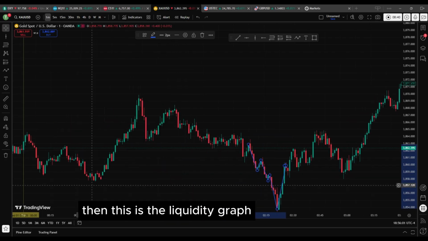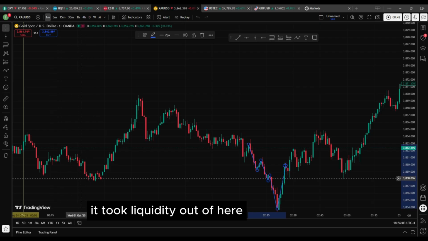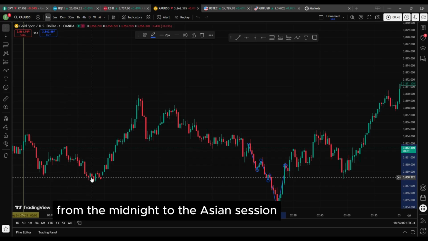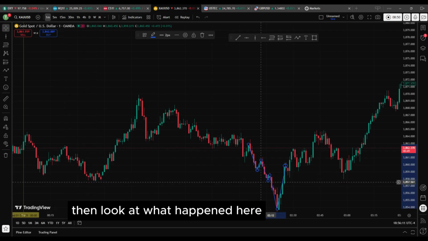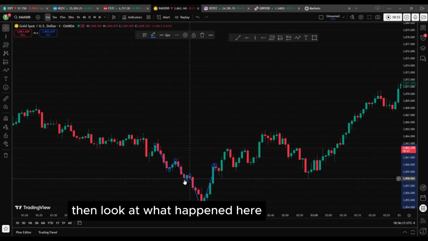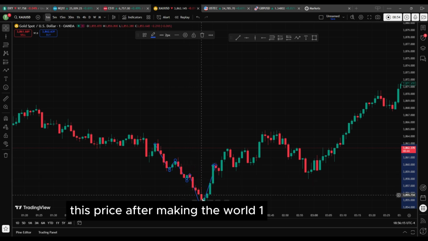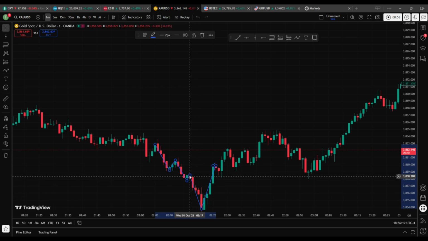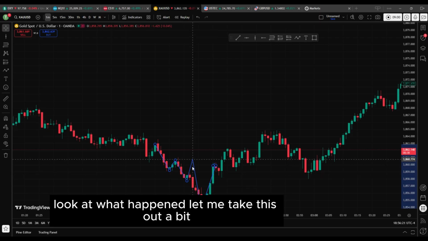This high got broken. You can tell lower low, lower high, lower high, and then lower low. Then this is the liquidity grab. It took liquidity out of there. This liquidity was generated from the midnight to the Asian session. Then look at what happened here. This price, after making a lower low and then this series of bearish candles. Let me take this out a bit.